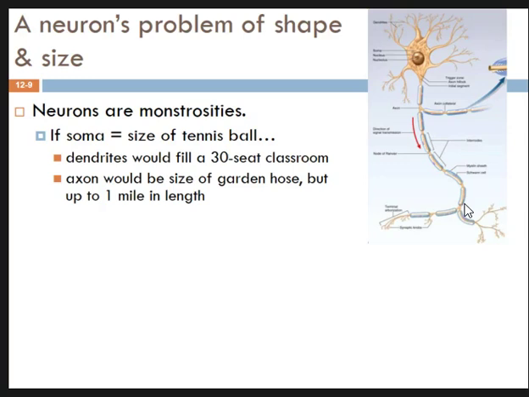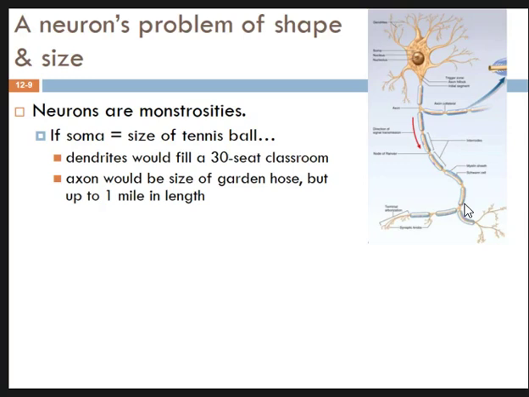I got this connection from some book. I can't remember if it was yours or not. But if you think of the soma, the cell body, as being roughly the size of a tennis ball, and you scale up a neuron, the dendrites coming off that could potentially fill a 30-seat classroom. You've got this huge antennal array coming out of this one little cell body. So this little cartoon illustration here vastly underestimates how broadly these dendrites go out.